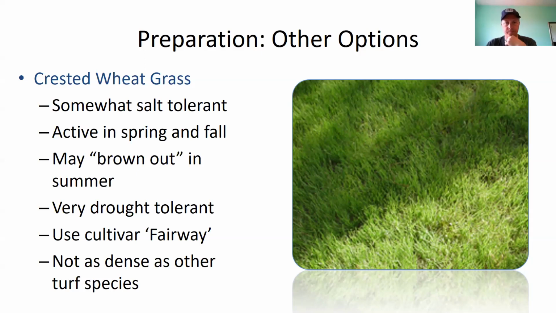But the use case scenario is very different than Kentucky bluegrass. The common turf type of crested wheatgrass is called fairway. It stays shorter and it tolerates some mowing. Sometimes this is used in orchards and other areas. And with a little bit of irrigation through the summer, it will stay green. But it's just one of those that it's fine, but it's probably not something I would put in my front yard.